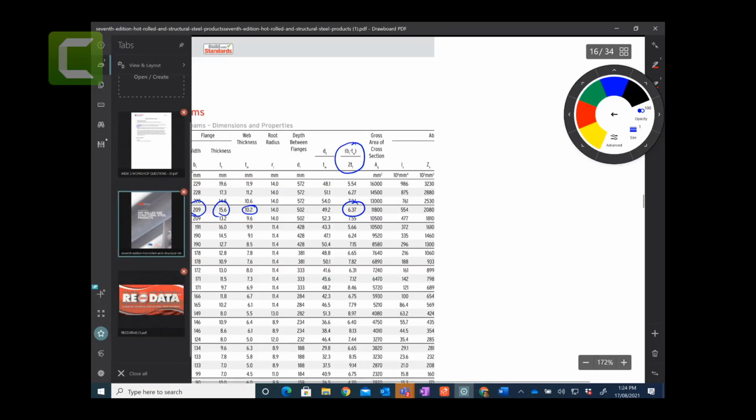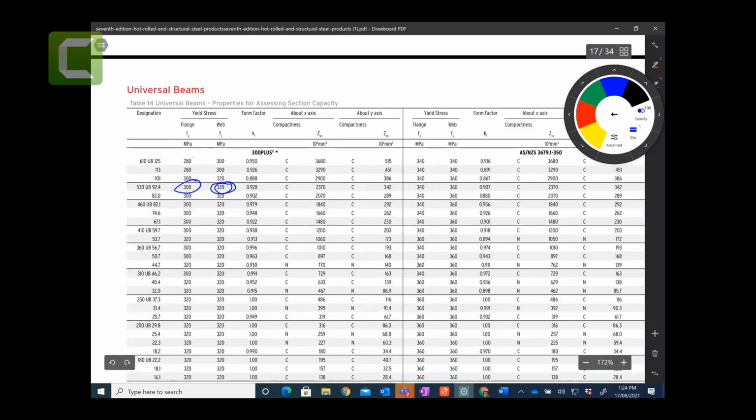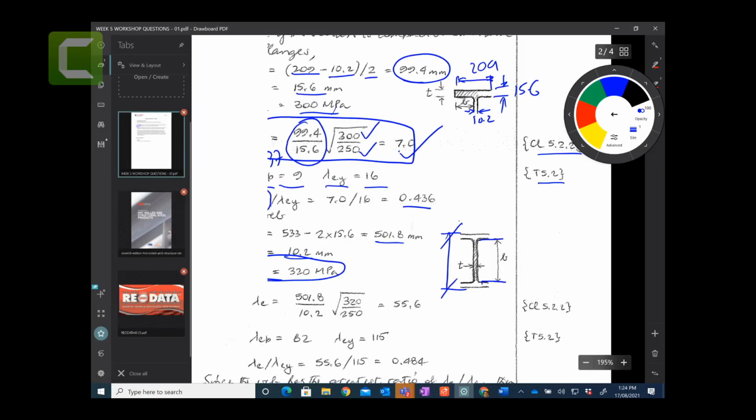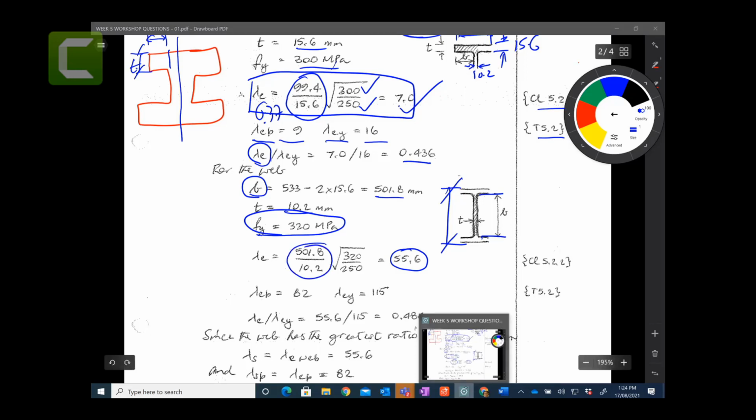If you go on the next page, you have this 320 megapascals. That's for the web. So you can take it at 513. I think in our lectures we take it minimum, but if you want to have a more accurate one, you can do it. Each element has a separate one. And if you use 300, still not a big issue. So that is 55.6. That is the lambda E value. Please note this 501.8 over 10.2 is also given in our steel tables.